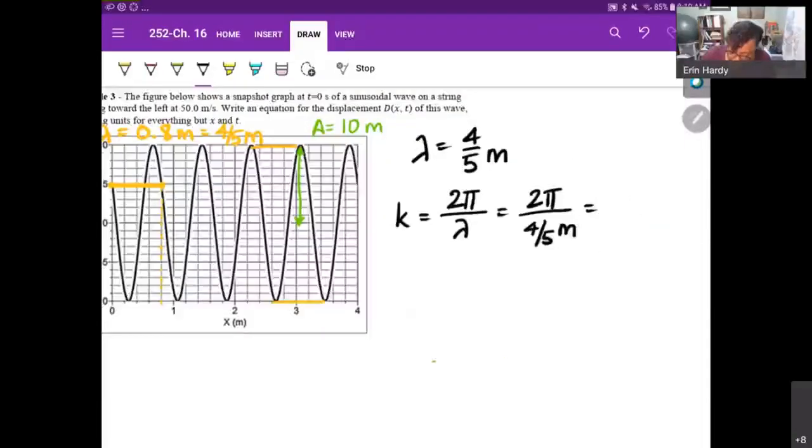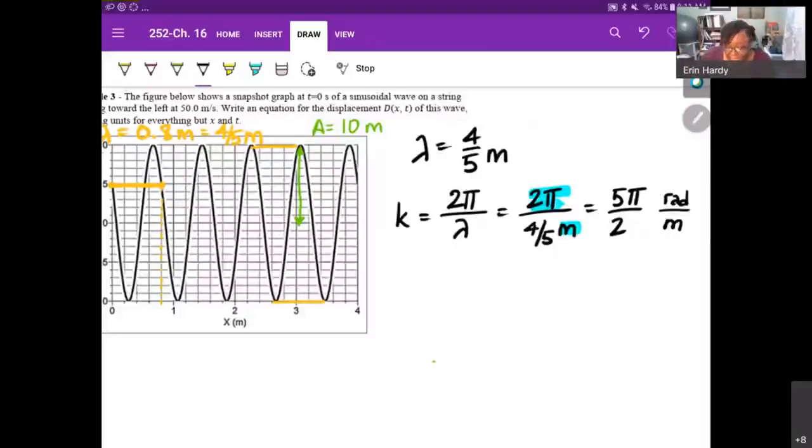We're going to end up with 10 pi over 4, or I can call this 5 pi over 2. And the units are just going to be radian per meter, because I've got a meter in the denominator from the wavelength that we measured, and then this is just 2 pi radian. So when we multiply k by x, we're going to end up with something that is just a measure in radian. We'll see that coming up a little bit later.